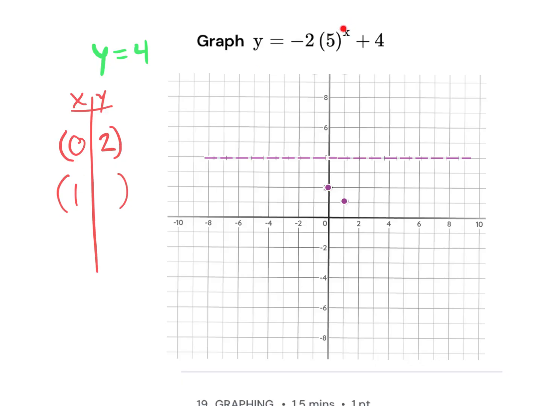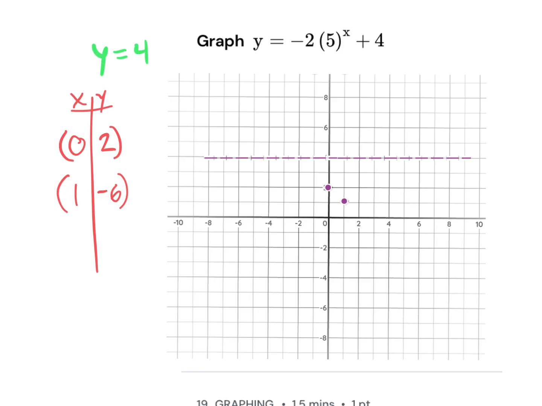5 to the 1 is 5. 5 times -2 is -10. And negative 10 plus 4 is negative 6. So when you plug in a 1, you do get out a negative 6. And once again, you could use a calculator to get that output negative 6 for the input 1.